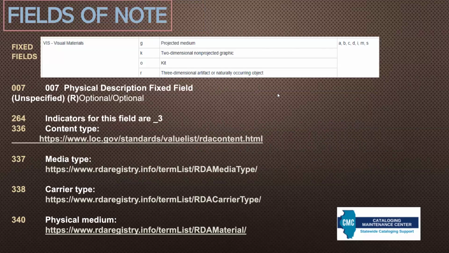Okay, so in the fields of note, first of all, I wanted to touch on the fixed fields, just the format and the type. So the format for this is visual materials, and then the type would be a 3-dimensional artifact or naturally occurring object.